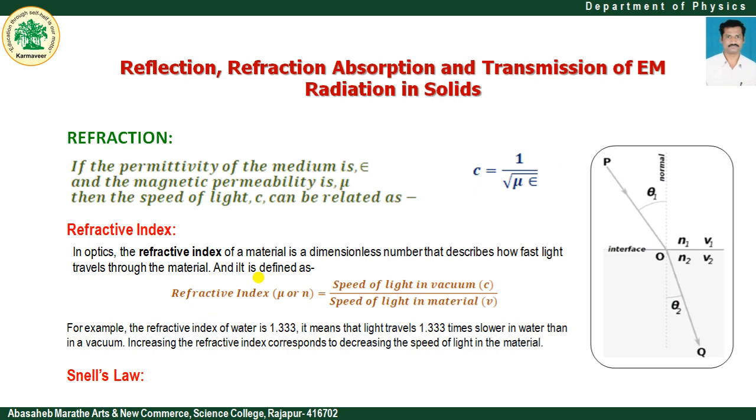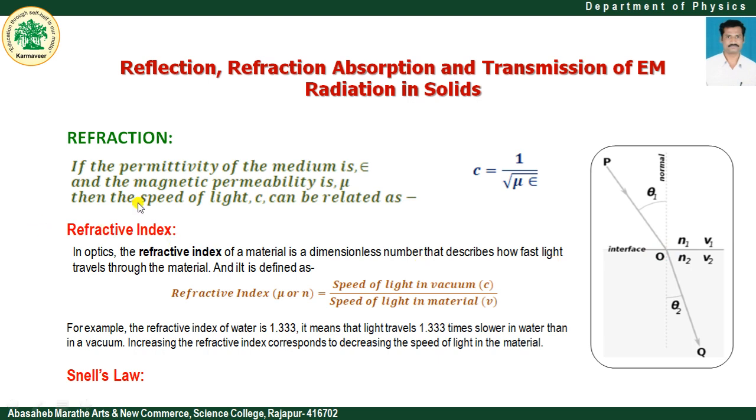So let us talk about reflection first of all. When a photon, that is the electromagnetic radiation, is transmitted to the material, it causes the polarization of electrons in the material, and by interacting with the polarized material, it loses some of its energy.